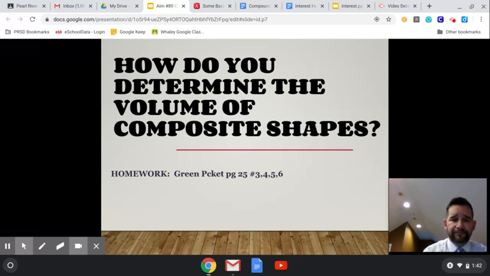In fact, I should probably put on here, we're preparing to take a test on Friday. That's going to be our first virtual remote test. I'll put some more details on that coming up. But just like we did area of composite shapes, those are shapes made up of different regular shapes put together, we're going to do the same thing with volume today.